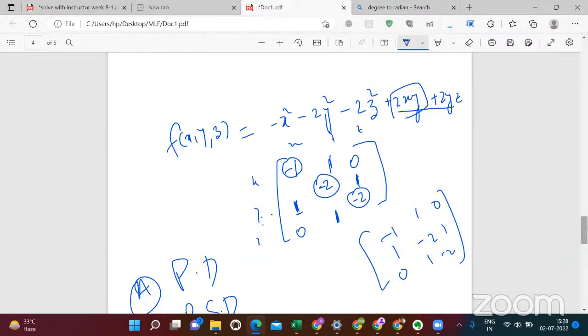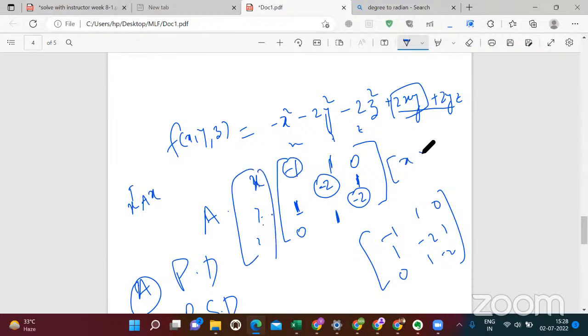See, if you expand this, and write x transpose Ax, the -1 should come as the coefficient of x square, because you are multiplying x, y, z and then x, y, z, right? So when you do this, you'll get the coefficient of x square as -1, right? Similarly, for y square, you will get -2 because that's why I wrote -2 here. For z square, you will get -2 when you multiply this.